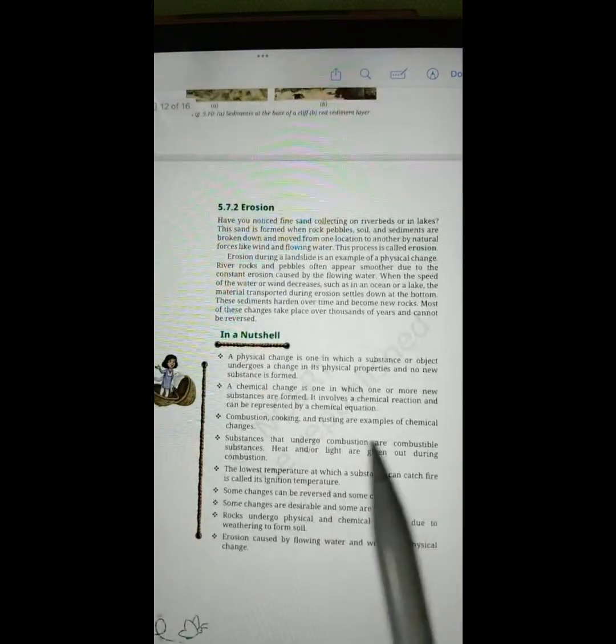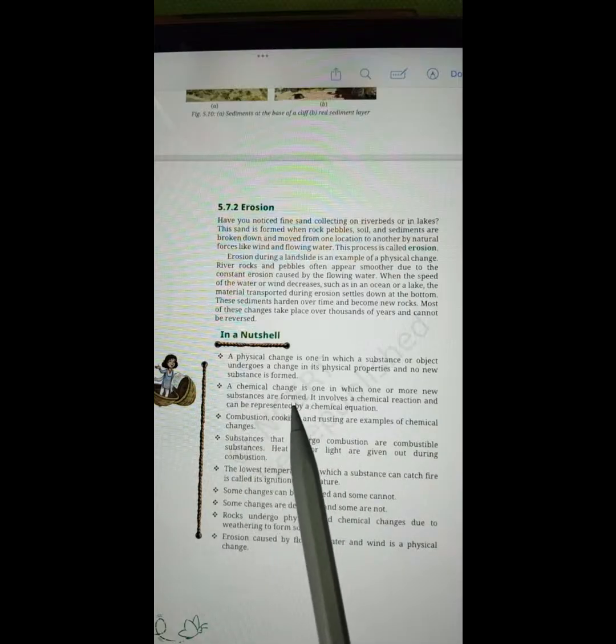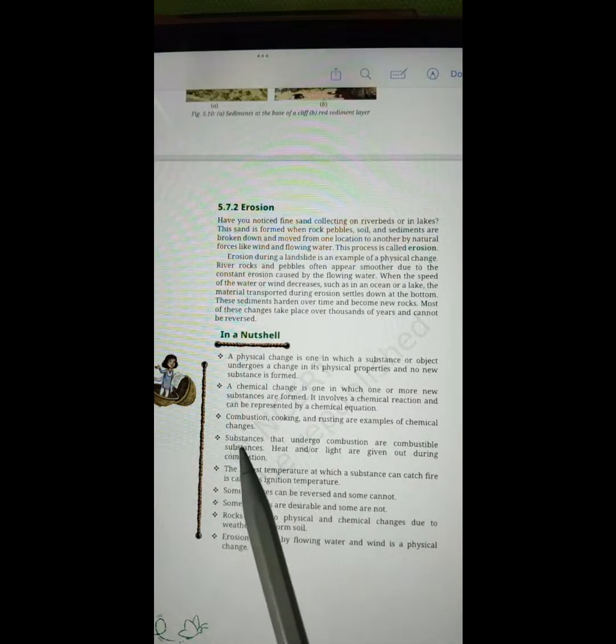Next, in a nutshell, a physical change is one in which a substance or object undergoes a change in its physical properties and no new substance is formed. A chemical change is one in which one or more new substances are formed. It involves a chemical reaction and can be represented by a chemical equation. Combustion, cooking, and rusting are examples of chemical changes.